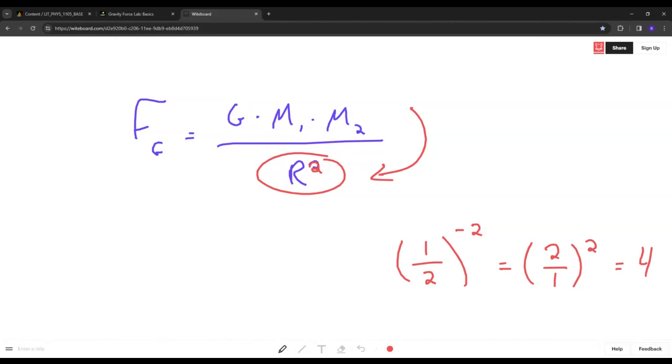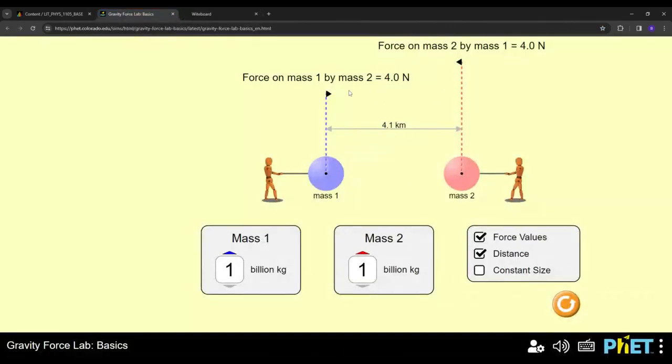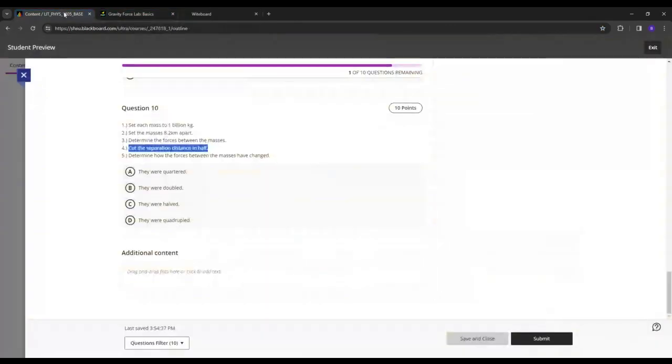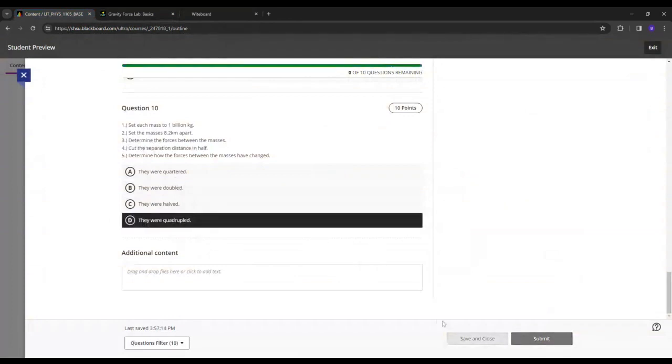So if you're comfortable with the algebra and the placement and the formulas, then you can predict that. If not, you can just try it and see. Went from 1 earlier to 4 now, and that means quadruple. All right, well, that should be it.